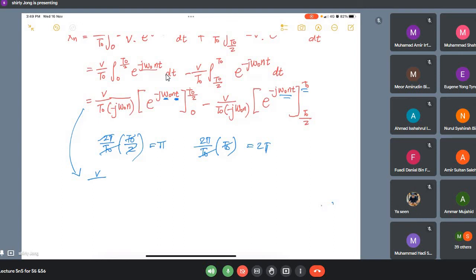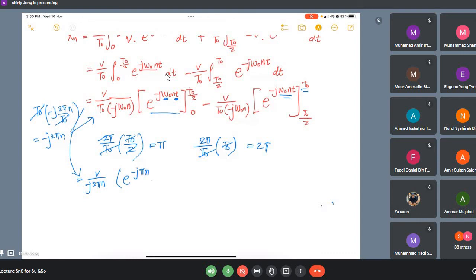For this part, this one also can change. T naught multiplied with minus j 2 pi over T naught n, this one also can simplify. You obtain minus j 2 pi n for here. So V over minus j 2 pi n. And then for this one, you already substituted, right?